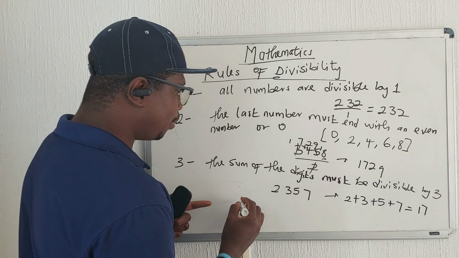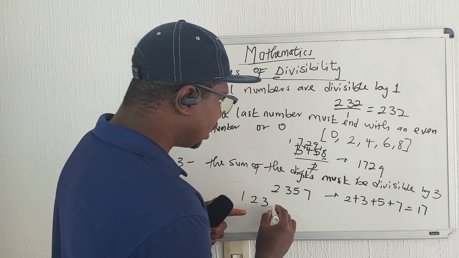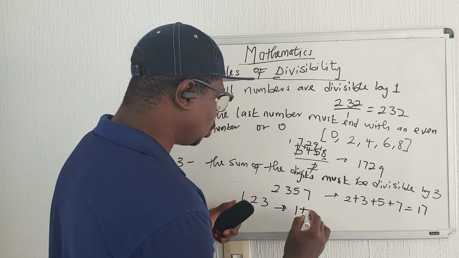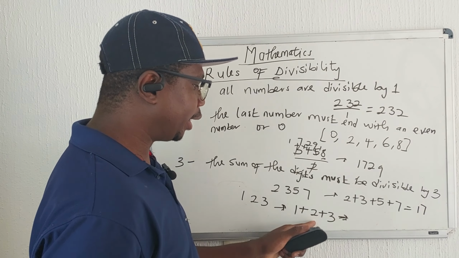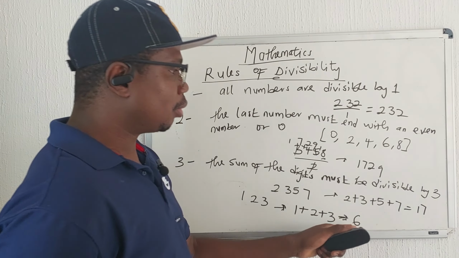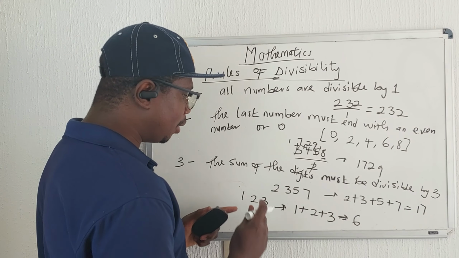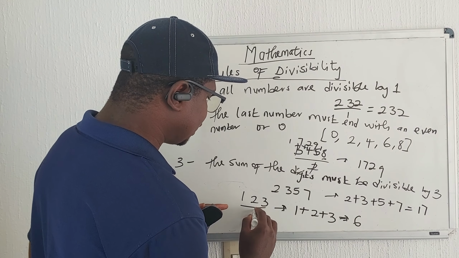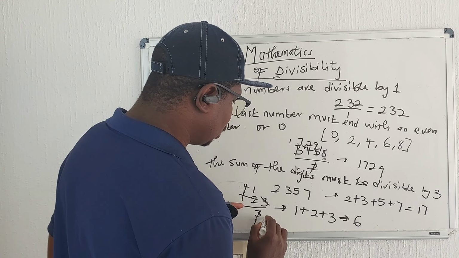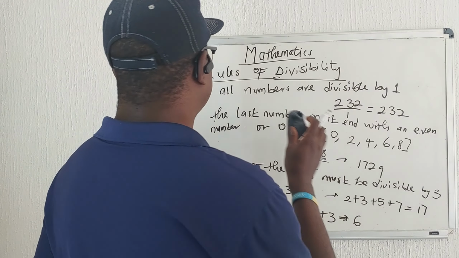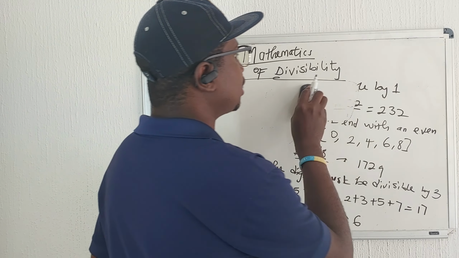We'll try another one. For example, 1, 2, 3. Let us test now. 1 plus 2 is 3. 3 plus 3 is what? 6. Is 6 divisible by 3? Yes. So therefore, this number is divisible by 3. If you want to test, 3 in 1, 3 in 12 is 4, 3 in 3 is 1, which is 41. Now let's clean up this place to save some space.